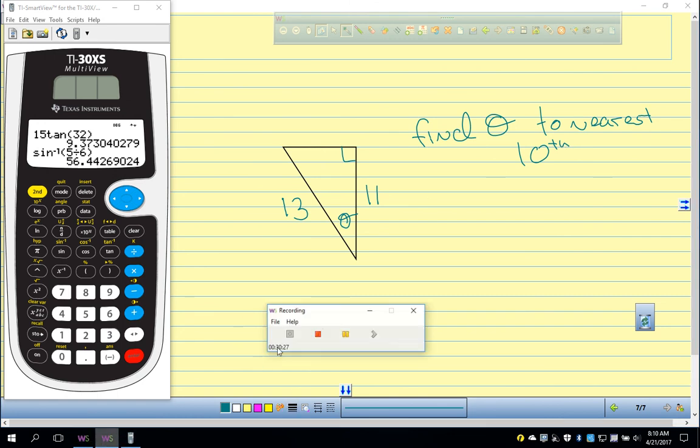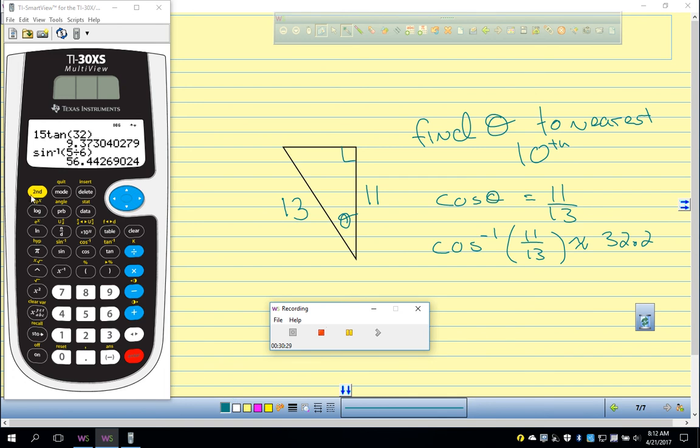Which trig function am I going to use? If you don't believe me, we're just going to go second cosine of 11 over 13. And boom, about 32.2. How could I find this thing? How could I find this side over there? How can I find that side?